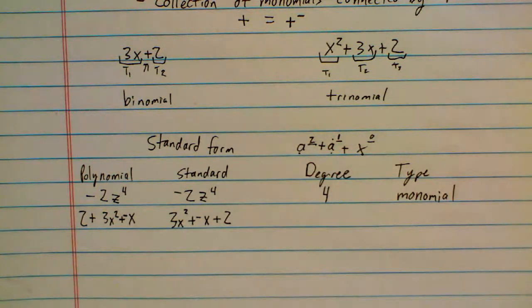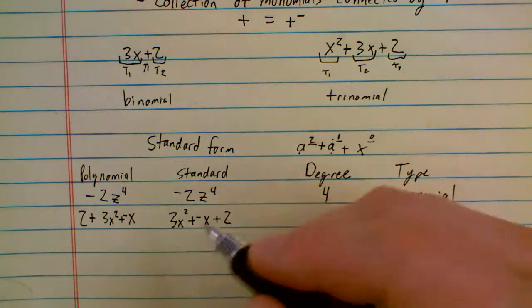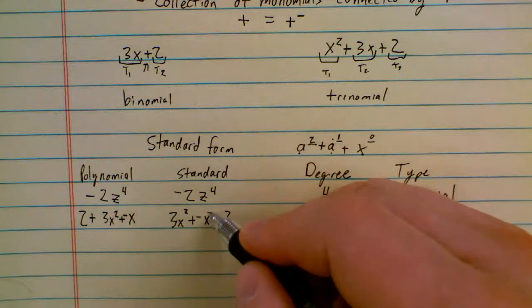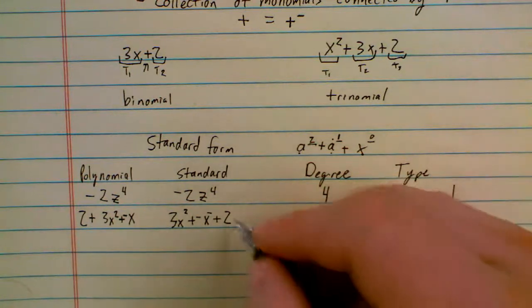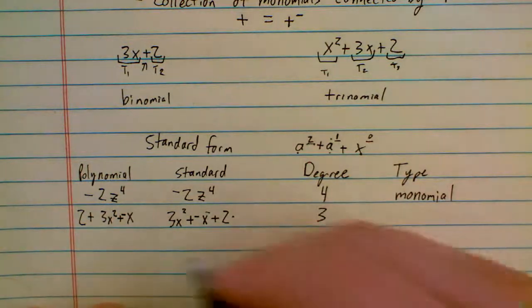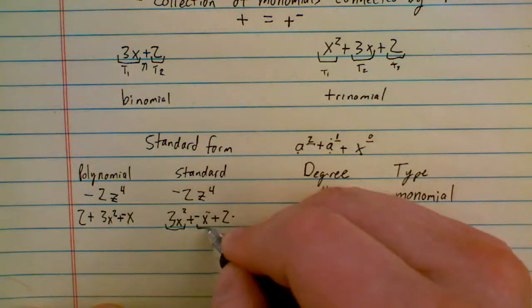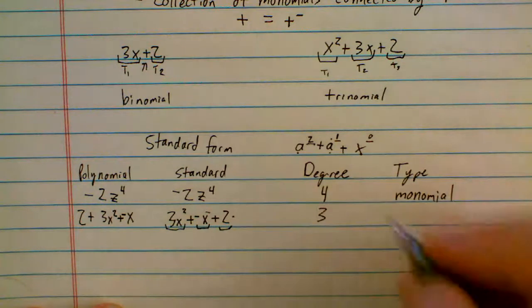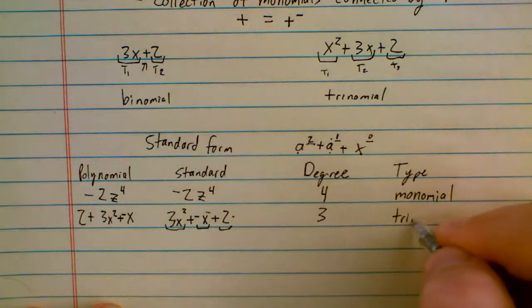When we look at this, it's important to notice that we need to take 2 plus 1 plus 0. So 2 plus 1 is 3. It's the third degree. And this would be a 1, 2, 3 term. So that is a trinomial.